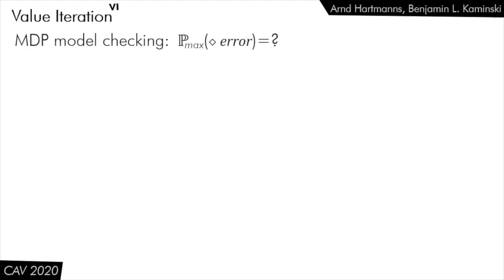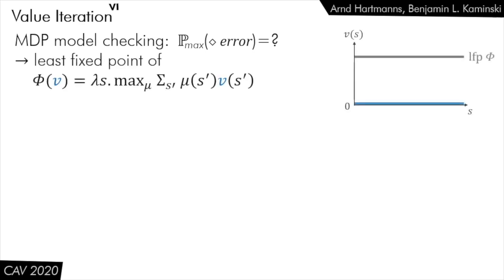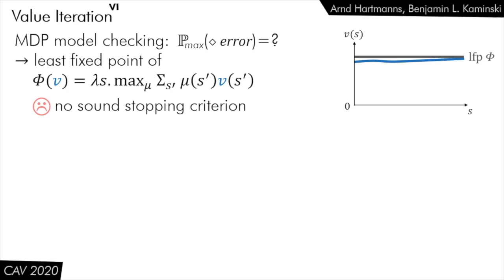It is used to compute the maximum probability to reach an error state by approximating the least fixed point of this Bellman operator from below. It is a problem because there is no stopping criterion that provides an error bound, but this is verification.